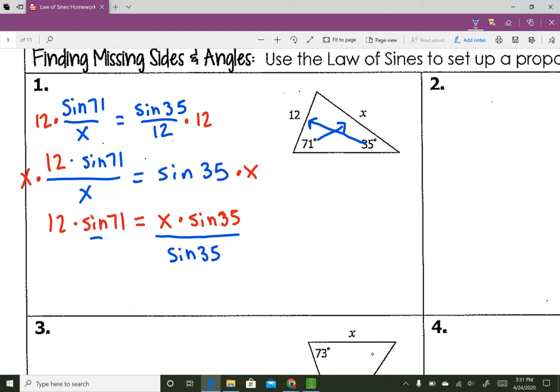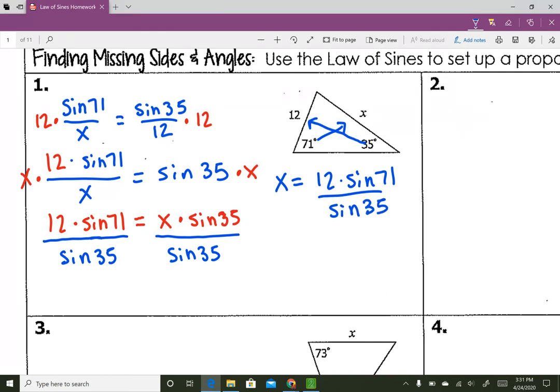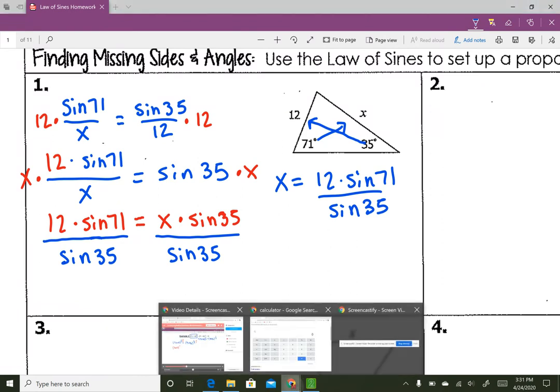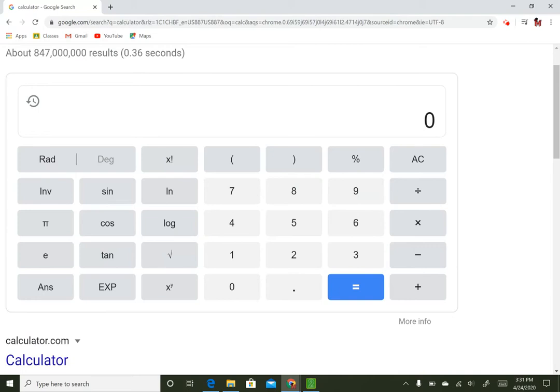And now what I can do is get out my handy dandy calculator, and x is going to be equal to 12 times sine of 71 over sine of 35. So I don't have a calculator on the screen, but if you don't have a calculator at home, you can always just Google one. First thing you want to do, make sure your calculator is in degrees, right?